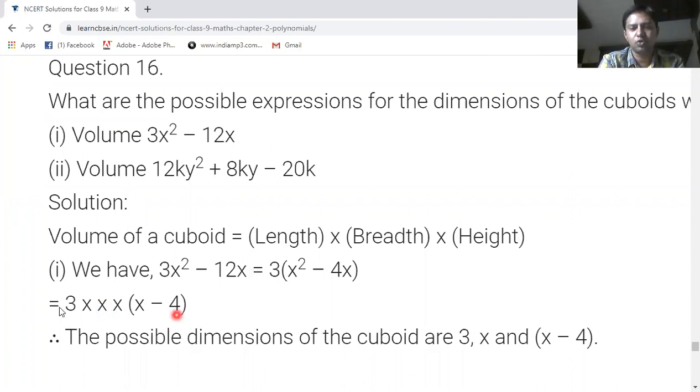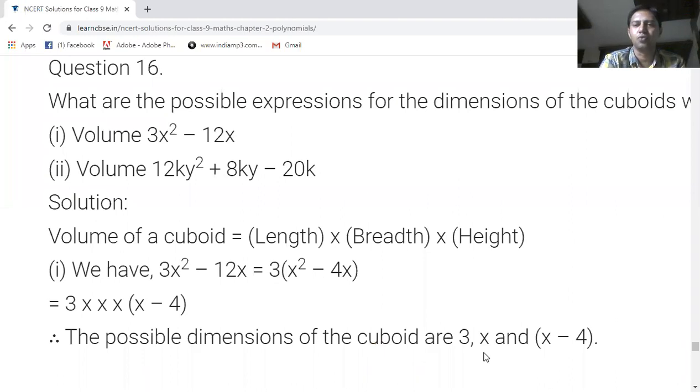So this is 3, x and x minus 4. The possible dimensions of the cuboid are 3, x and x minus 4, that is length, breadth and height respectively, irrespective of order. The possible length, breadth and height could be 3, x, x minus 4, or x, 3, x minus 4, or x minus 4, 3 and x. We have factorial 3, that is 6 possible arrangements. The length, breadth and height could be 3, x and x minus 4.